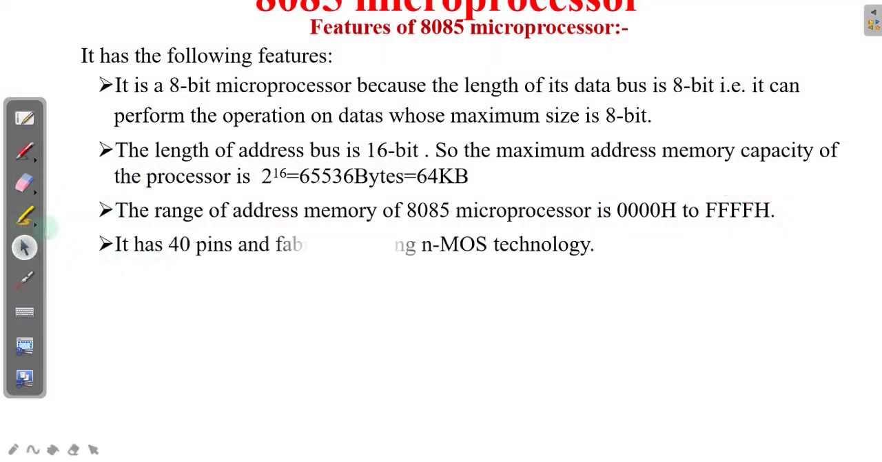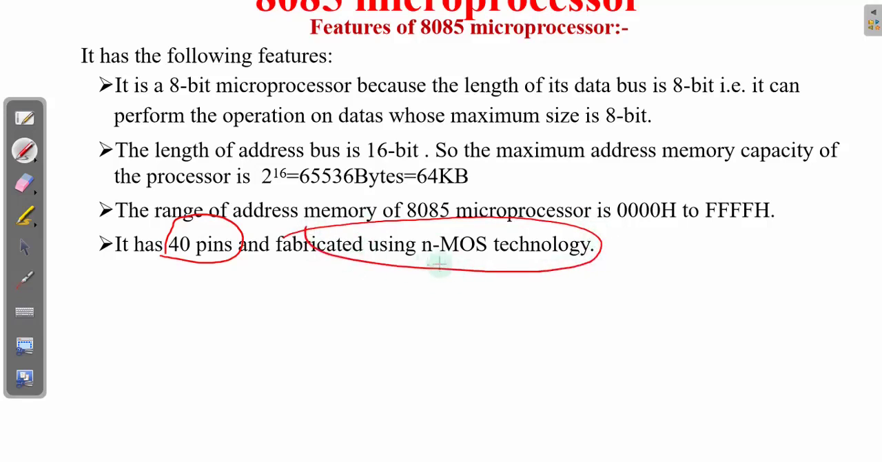Next, we already cleared that the 8085 has how many pins? 40 pins. And it is fabricated based on a technology called NMOS technology. So please remember this. It may come in a test: on which technology is the 8085 microprocessor made? NMOS technology. Don't go into detail about what NMOS technology is and how it works, because that is purely an electronic subject.